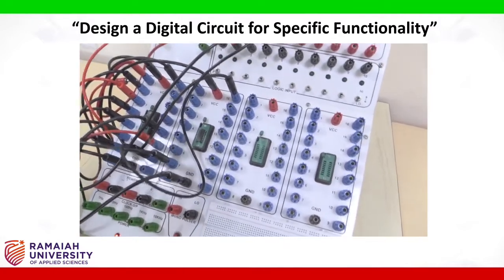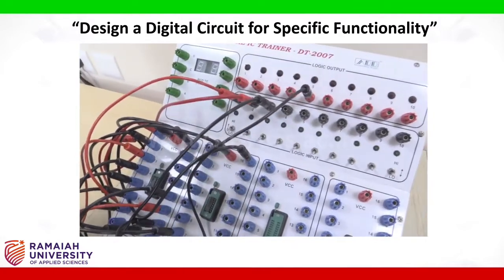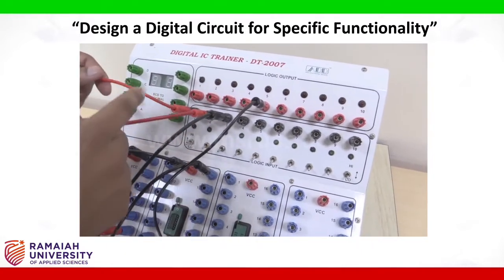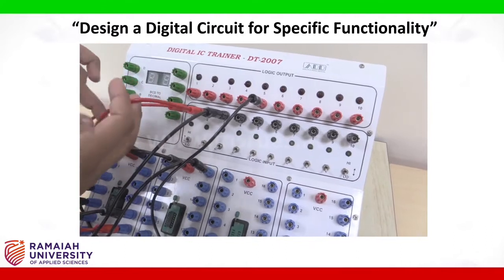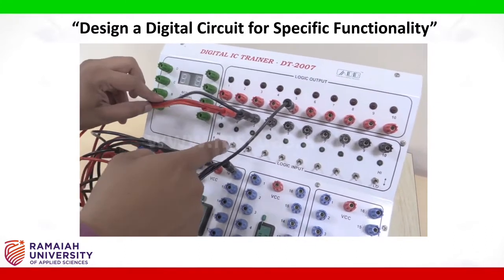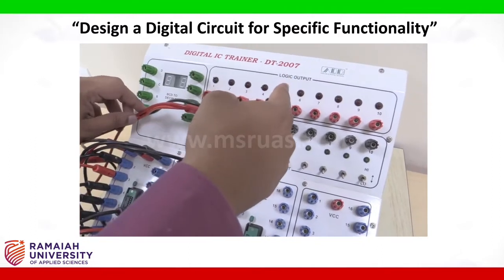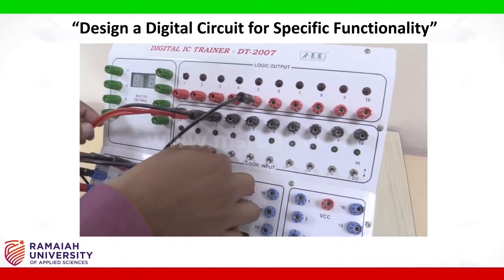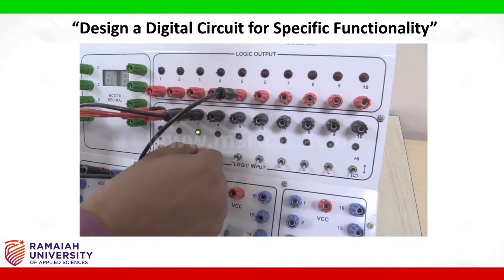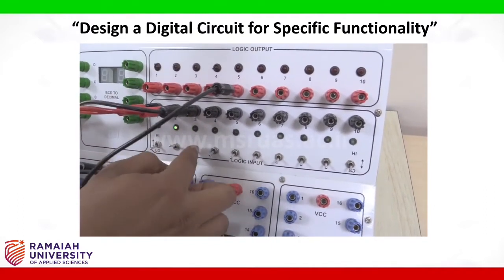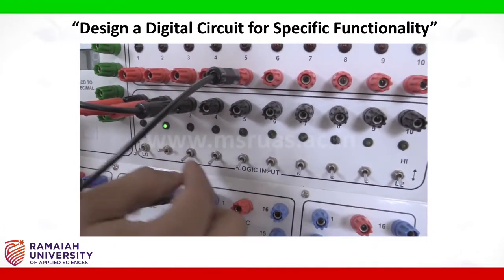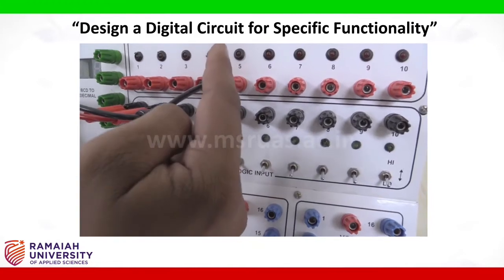Now we will verify the given truth table. For the input combinations 0 0 0, that is B C D, this represents B, this represents C and this represents D. For the input combination 0 0 0, you can see output is low. For the input combination 0 0 1, the output will be 0. For the next combination 0 1 0, the output will be low. For the next combination 0 1 1, the output will be 0.